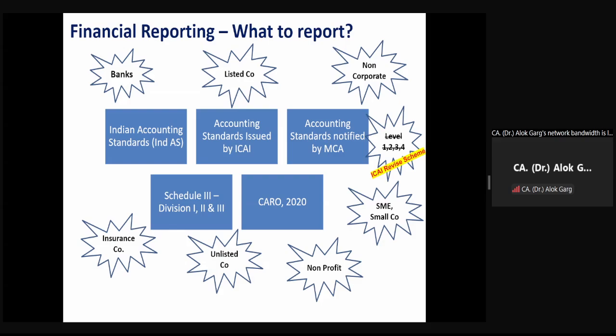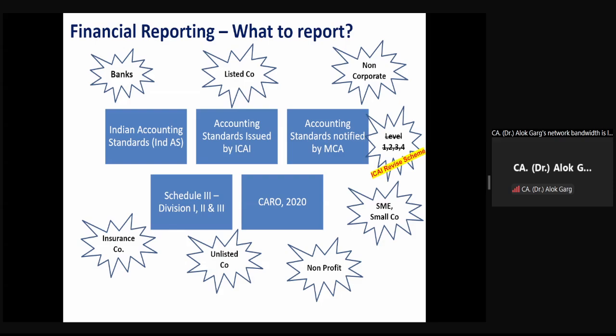If it is a large entity, the entire set of accounting standards is applicable to that large entity. If it is an MSME entity, then there are some relaxations, some exemptions in the case of an MSME entity. For example, Accounting Standard 3 is not applicable to an MSME entity, right?